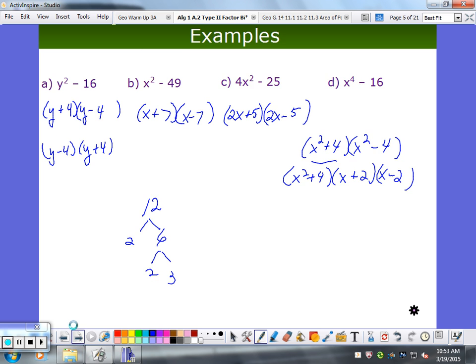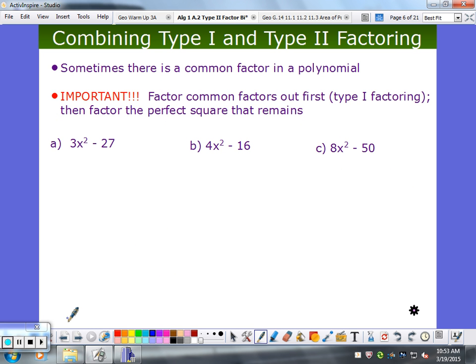Alrighty, now the key tricky thing here, type 1 factoring enters into the picture with any more factoring that we do. And what do I mean by that? The first thing you ever do when you are sitting down to factor is say, is there a type 1 situation? Is there a greatest common factor? And you do that first.